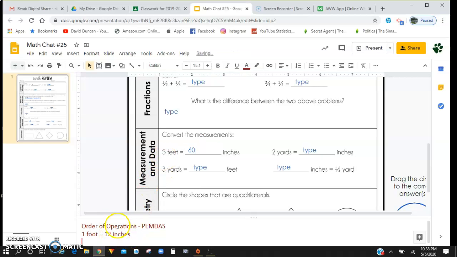It's also going to want you to convert between yards and feet. I'll do it this way: 1 yard equals 3 feet. That will help you convert these other problems here.